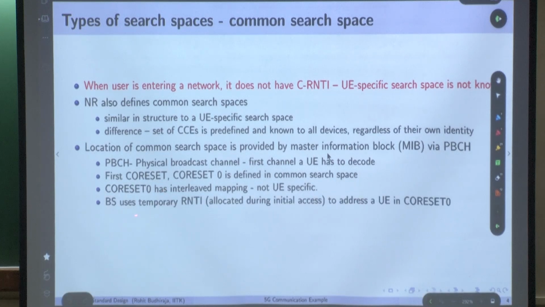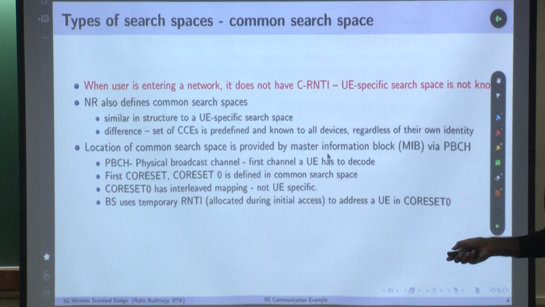And what the base station uses is RNTI. It's a broadcast. It's not C-RNTI, it's RNTI, different from what we saw in the last slide. This RNTI is allocated during initial access to address a UE in CORESET 0. So CORESET 0 is common search space. In that common search space, the base station addresses this user using not C-RNTI, but RNTI.